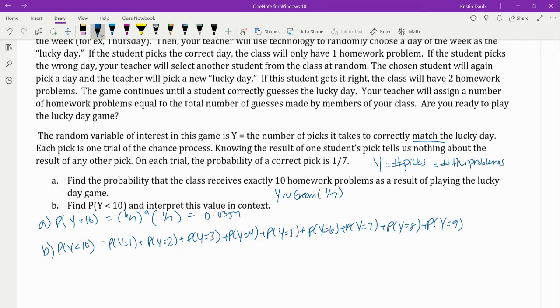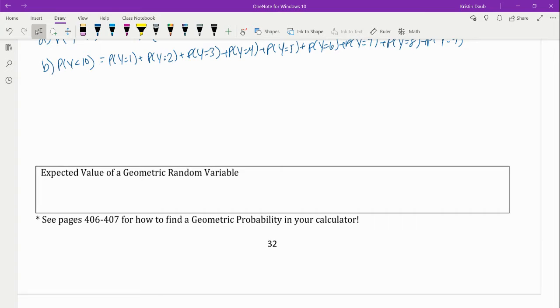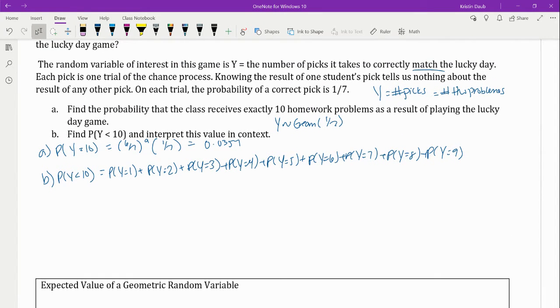Now there is a way to do this in your calculator. So what I'm going to ask you to do is, at the very bottom of this page, it mentions to look at pages 406 to 407 to find the probability in your calculator. Those are going to be in your book. We're in chapter 6, so open up the chapter 6 book problems and read those 2 pages about finding geometric probabilities. And what I'll do is I'll just put the formula on here.